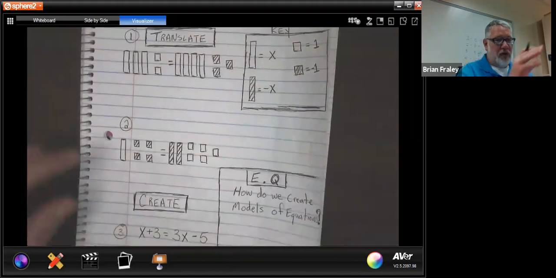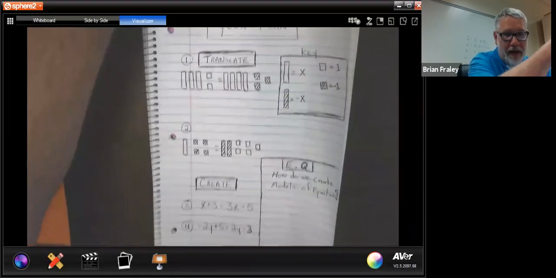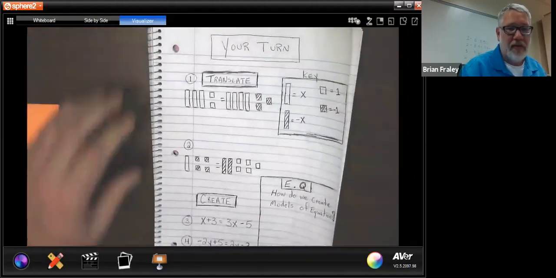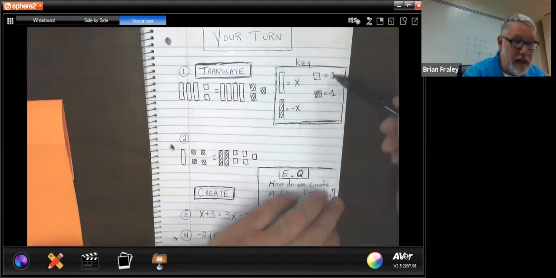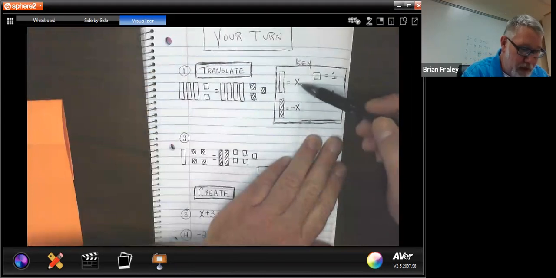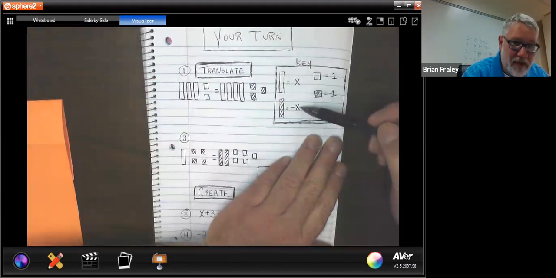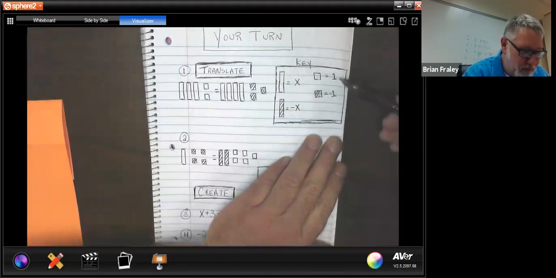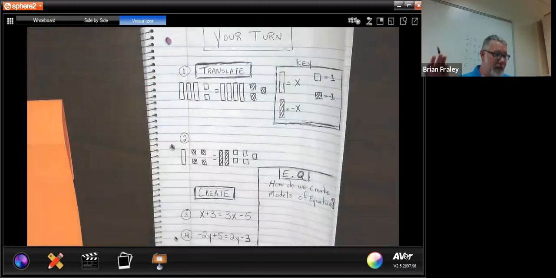Now it's your turn. So I'm going to go ahead and bring this back up so you can see the whole page. And here's what I want you guys to do. You're going to use this key. Now let's make sure our key looks right. An open rectangle is a positive x. A shaded rectangle is a negative x. An open square is a positive 1, and a shaded square is a negative 1. So that looks good. We're good.